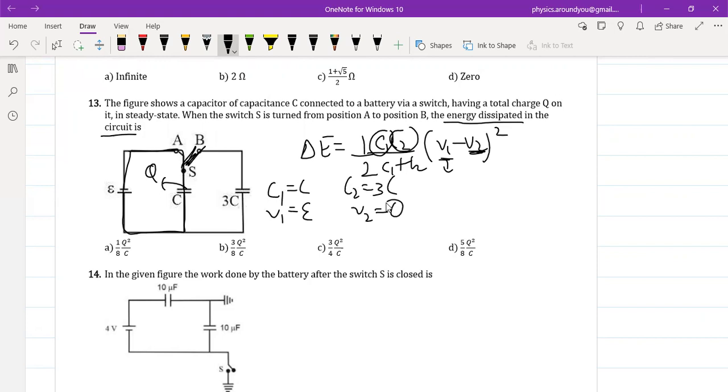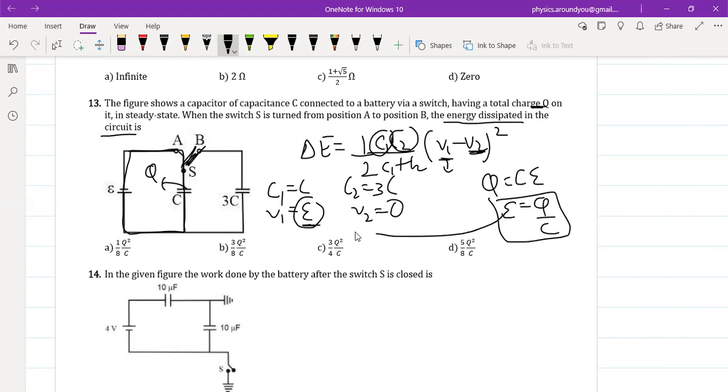Okay. But in the options, there is no sign of epsilon. Here is where I will convert epsilon in terms of charge stored. How will I do that? We know Q is equal to CV. So Q is equal to C times epsilon. Epsilon is equal to Q by C. So I will put not epsilon, but instead V1 as Q by C, and I'll have my answer.